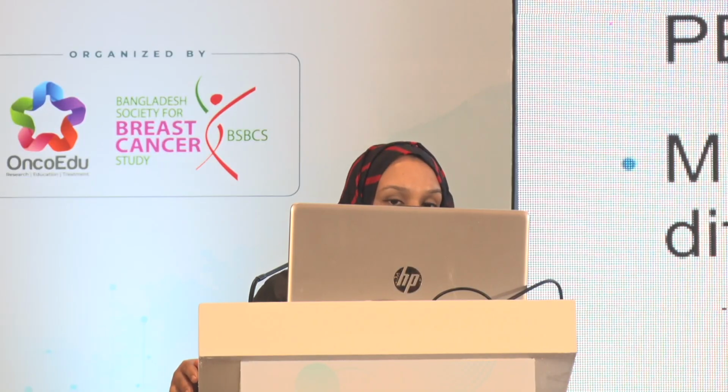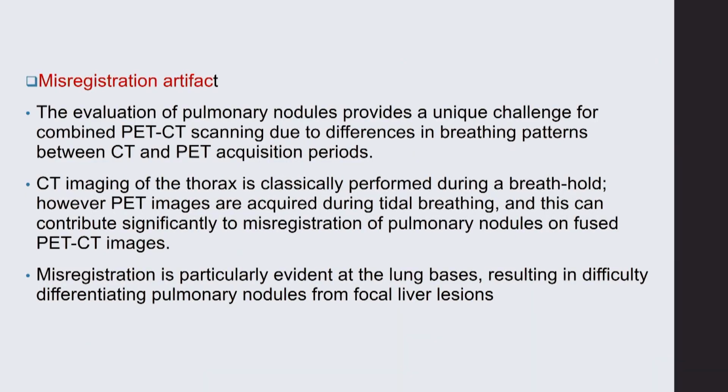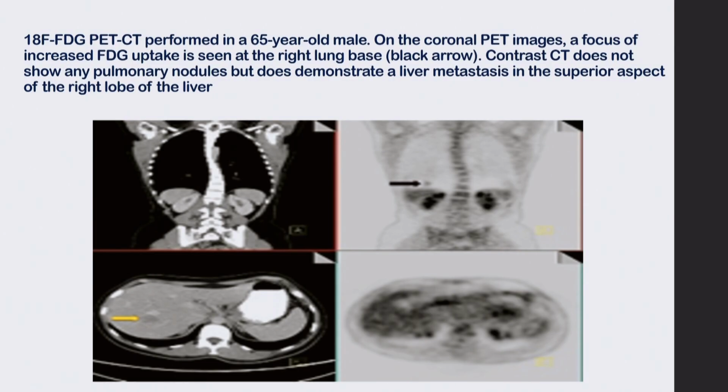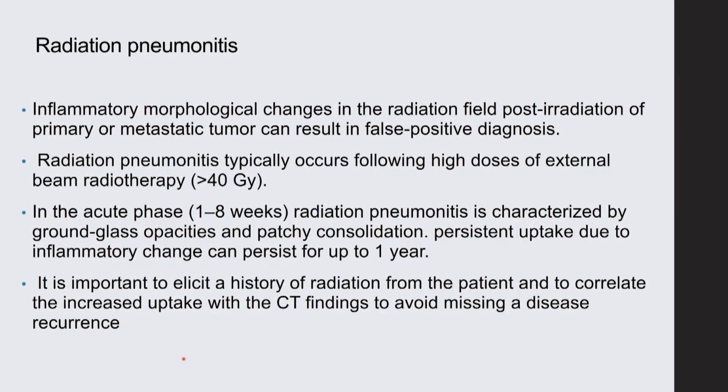The evaluation of pulmonary nodule provides a unique challenge for combined PET-CT scanning due to difference in breathing pattern between CT and PET acquisition period. Misregistration is particularly evident at the lung bases, resulting in difficulty differentiating pulmonary nodules from focal liver lesion. Here we can see a nodule in the right lung base, but in case of CT, there is no lung nodule. This lesion is in the superior aspect of the liver. So it is due to misregistration artifact.